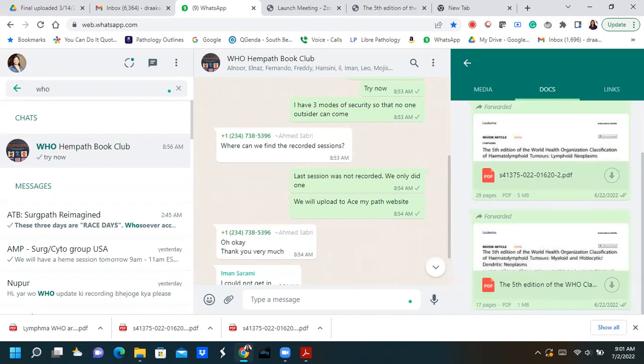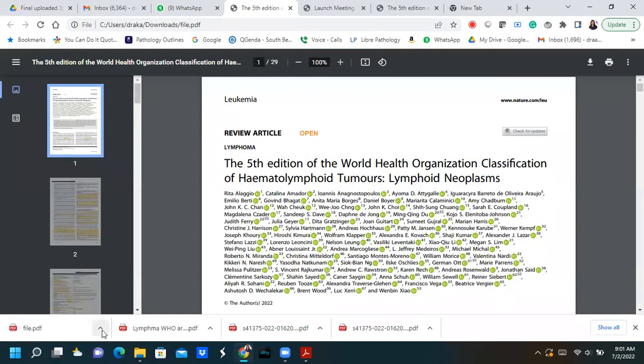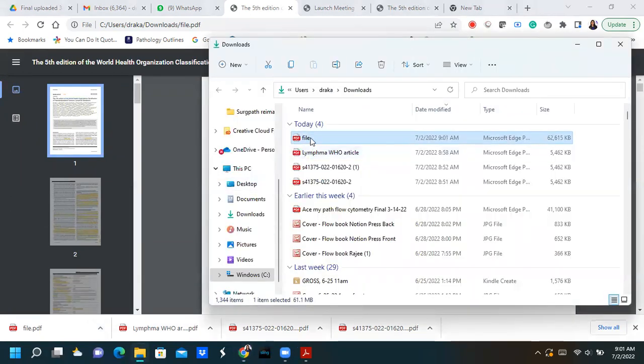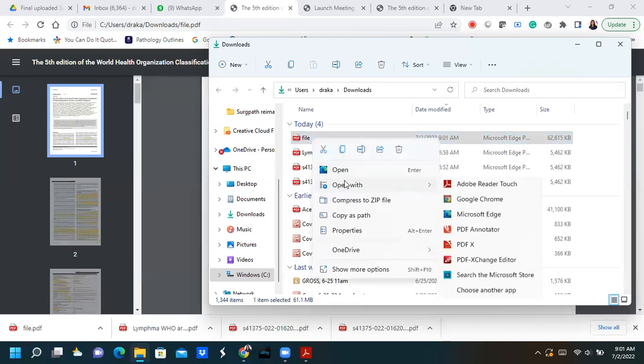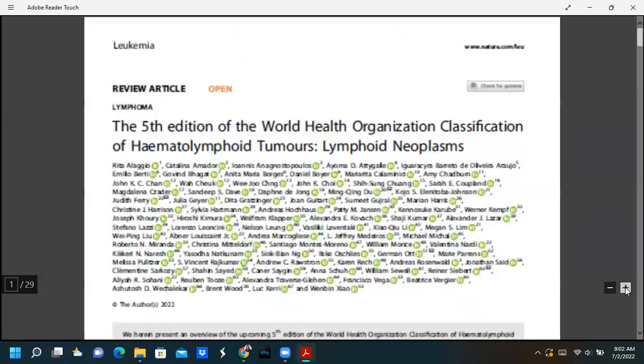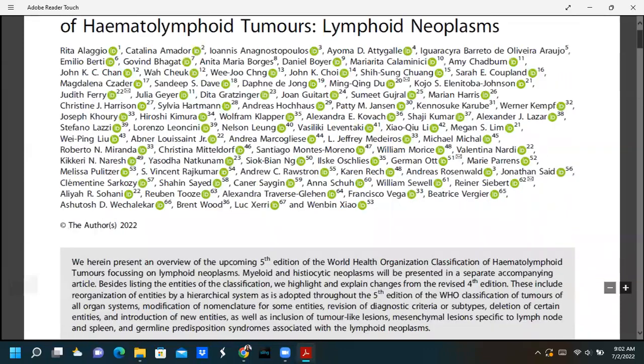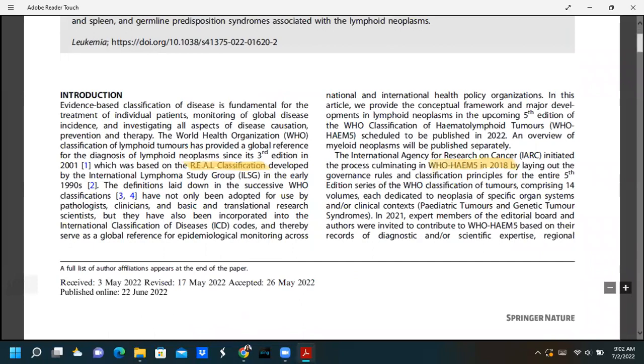Where is Iman's document? It's the one that the name is file. I think it's the previous one. This one? Yeah, this one. Okay, so let's quickly revise what we read in the last session. You guys ready? Yes, go ahead, please.